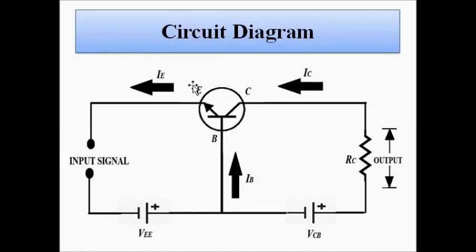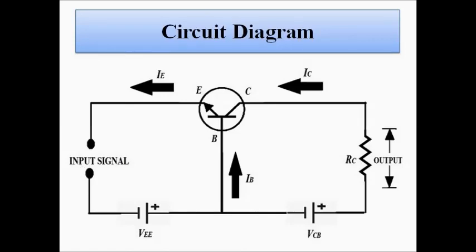Okay, if it's a silicon type transistor, it's 0.7 volt VBE, and if it's a germanium transistor, it's 0.3 volt. So the VEE, this voltage, is selected in such a way that the voltage across this emitter base junction is always greater than 0.7 volt for silicon and 0.3 volt for germanium. This is an important thing to take care of.